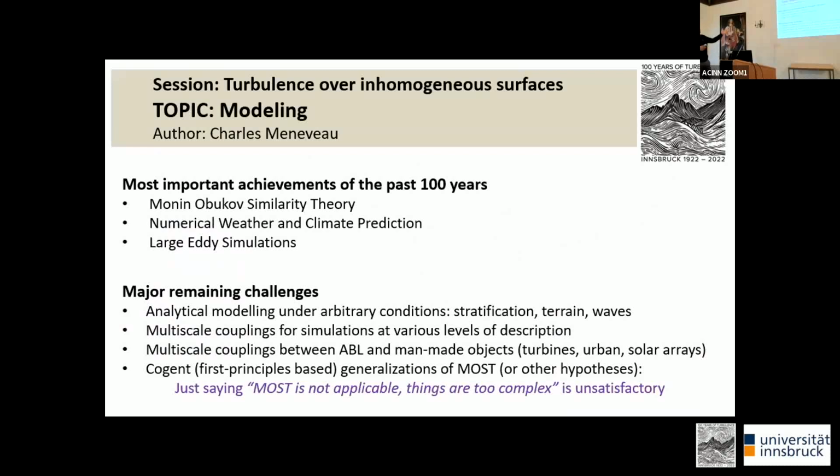So let me close with my views of the most important challenges. I do think that numerical simulation is important, but I also think finding analytical approximations under more generalized conditions still needs a lot of work, and that's still of great interest. I mentioned this yesterday in one of the discussions. I think multi-scale couplings of simulations done at different levels of resolution, coupling LES with WRF and this sort of thing, still need a lot more work. It's a really important problem. And modeling the ABL with man-made objects, which goes a little bit with what Eli was saying, that generalizations of models are important. We often say things are not applicable as too complex, but we need to propose alternatives. Thank you very much.